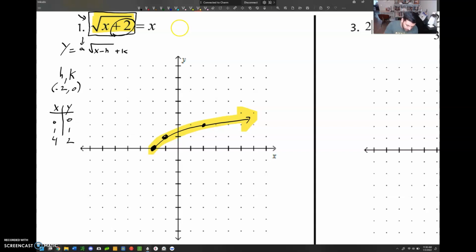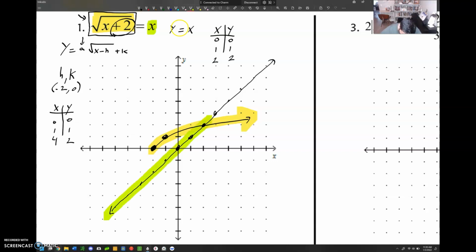Okay, on the other side we have an x, which is just normal y equals x, and the chart for that is just 0, 0, 1, 1, 2, 2. So we have my x, y, and it's starting at 0, 0. There is no h and k. So if I graph this line, let's go ahead and give it some more points. Bam. Then that has a highlight as well, so it's going to be a green highlight.